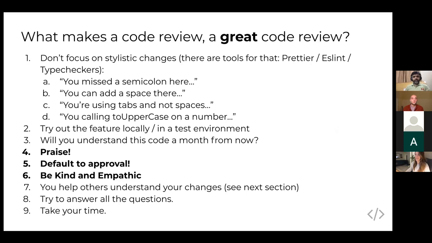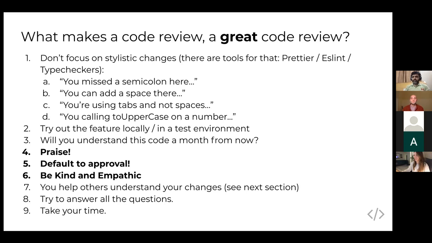So what makes a code review a great code review? Don't focus on stylistic changes. There are linting and Prettier and that sort of thing, and there are tools for that, so we don't need to worry about it. These are pre-commit hooks. Once the commit is done, it would make sure that some of the linting and Prettier issues are solved by itself, based on the linting configuration or the Prettier configuration.